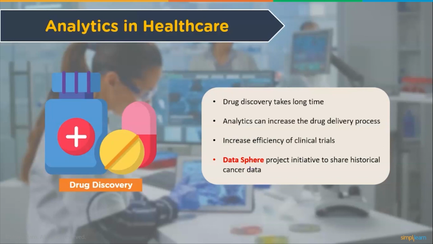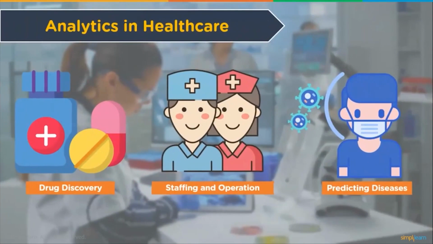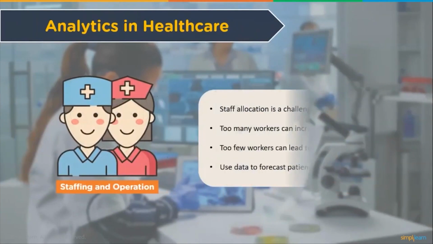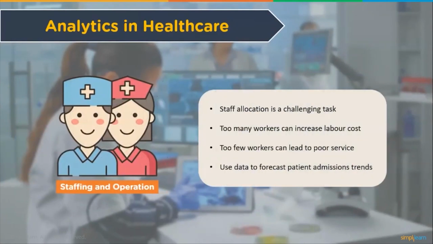Now, moving on, we have staffing and operation. Now, this is another crucial problem that every staff manager in a hospital faces, that is, the problem of staff allocations at a given period. Understanding how many people a manager should put on a staff at any given time period can be very challenging.